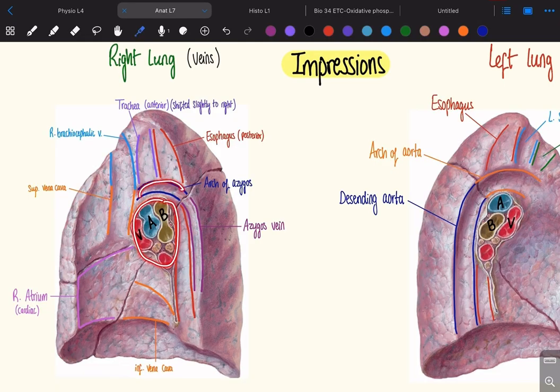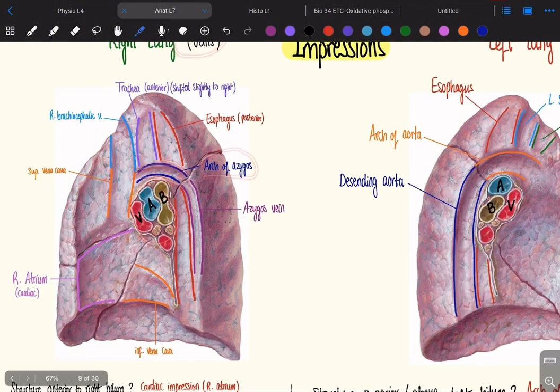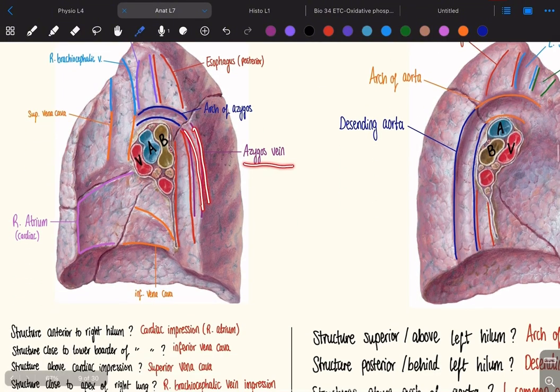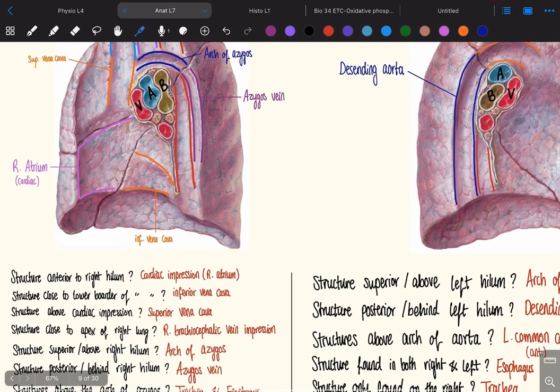Right above it, we have the arch of the azygos. The azygos here we said is a vein, right? So the right side always has veins. So the structure right above the right hilum is the arch of the azygos. Okay? And the structure posterior to the right hilum is going to be the azygos vein. So here, posterior or behind the right hilum is going to be the azygos vein. Okay? So the arch of the azygos is superior or above the right hilum.